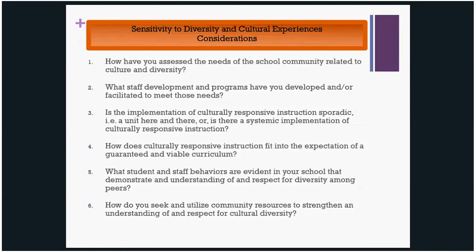How does the culturally responsive instruction fit into the expectations of a guaranteed and viable curriculum? Should there be an expectation that systemic, culturally responsive instruction should be part of the guaranteed and viable curriculum, and how do you monitor that? What student and staff behaviors are evident in your school that demonstrate an understanding of and respect for diversity among peers, and how do you seek and utilize community resources to strengthen an understanding of and respect for cultural diversity?